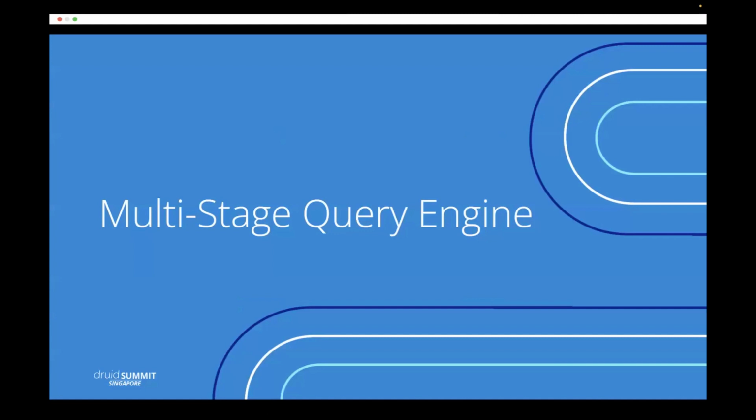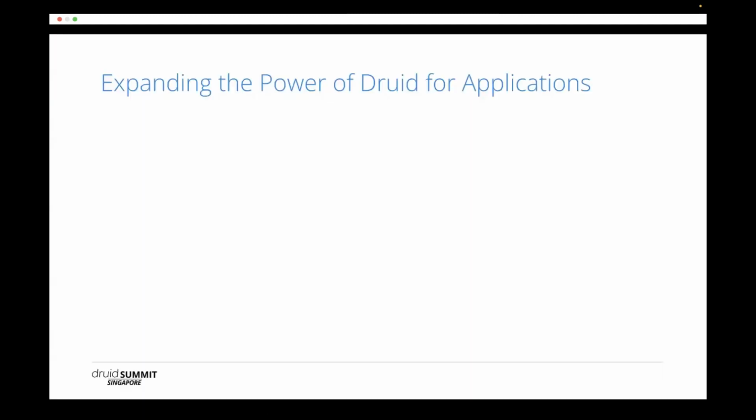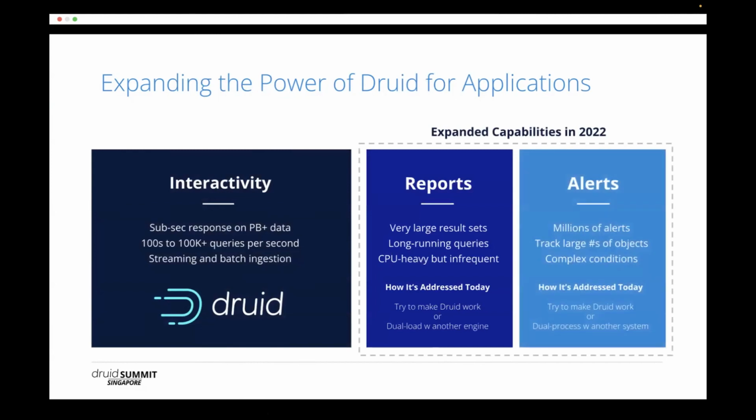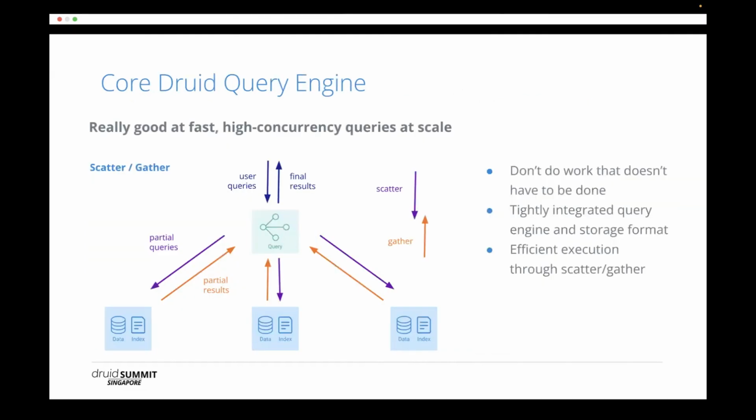Okay, now the newer capability of Druid is what's called the multi-stage query engine. Traditionally, Druid is very useful for doing interactive queries, but there are use cases like reporting use cases or alerting use cases, which require more than just an interactive query. And so this is what led to the creation of what's called the multi-stage query.